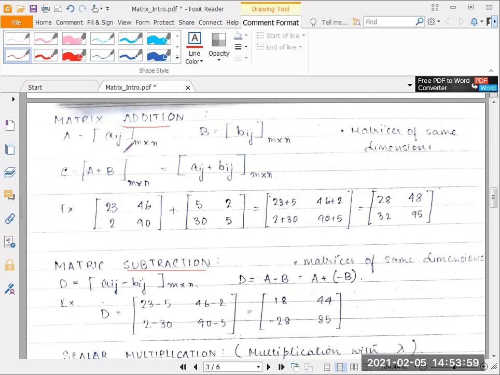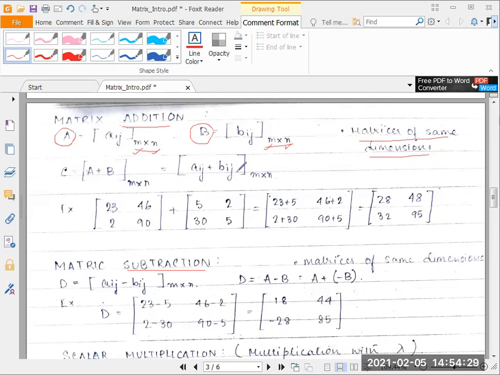Essentially, the first thing that we need to know if we want to add two matrices, let's say we have a matrix A and another matrix B, is that we need to make sure that the dimension of the two matrices is exactly the same. That is, both the matrices have the same number of rows, in this case m, and both the matrices also have the same number of columns, that is n. That is, these two matrices are of the same dimension as I have written here.